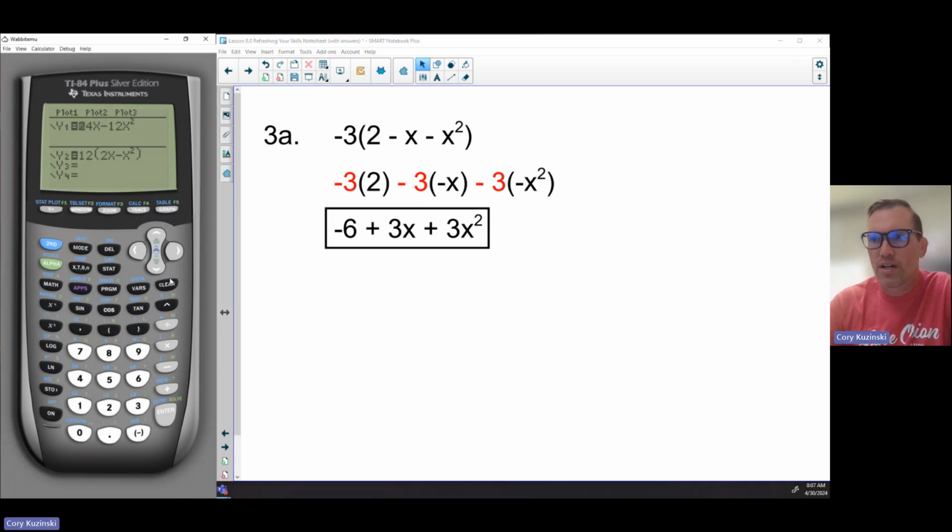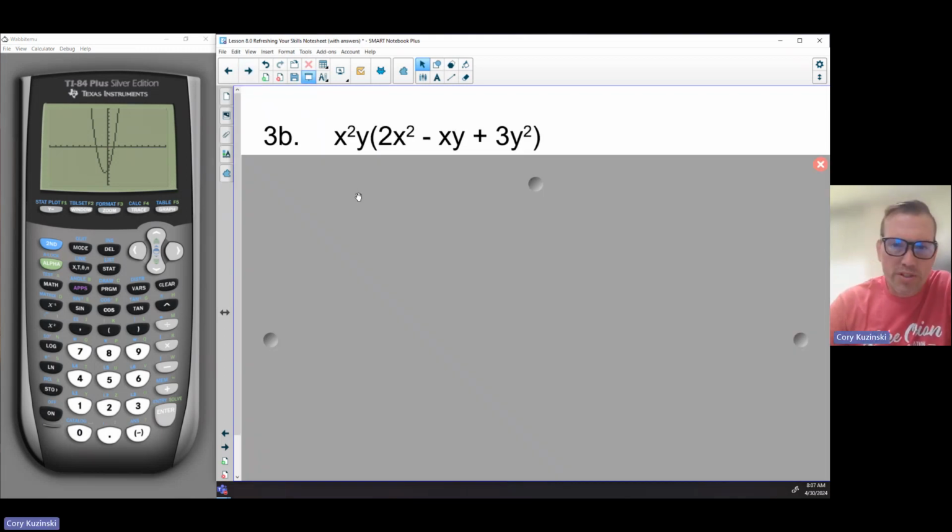And of course, I'm not going to do this every time, but we'll do it a few more times. Negative 3 times 2 minus x minus x squared. And let's put in our new expression, which is in what we call expanded form. There we go. Let's go to the tables. They are the same. Go to the graphs. You're only going to see one parabola because they are the same parabola.